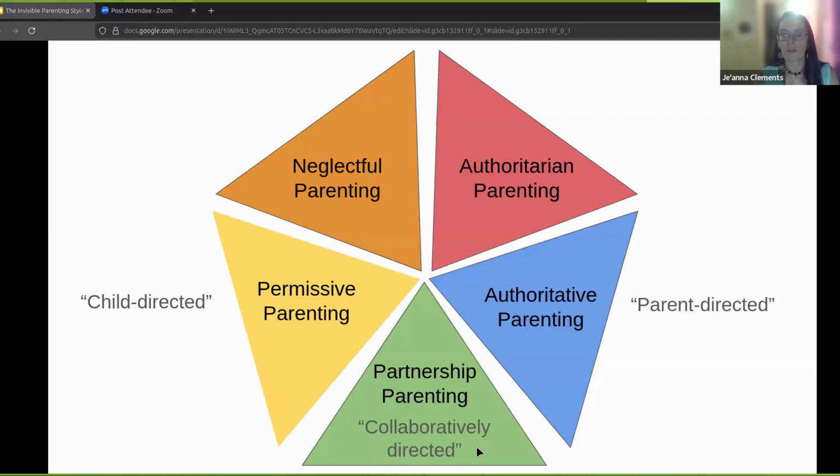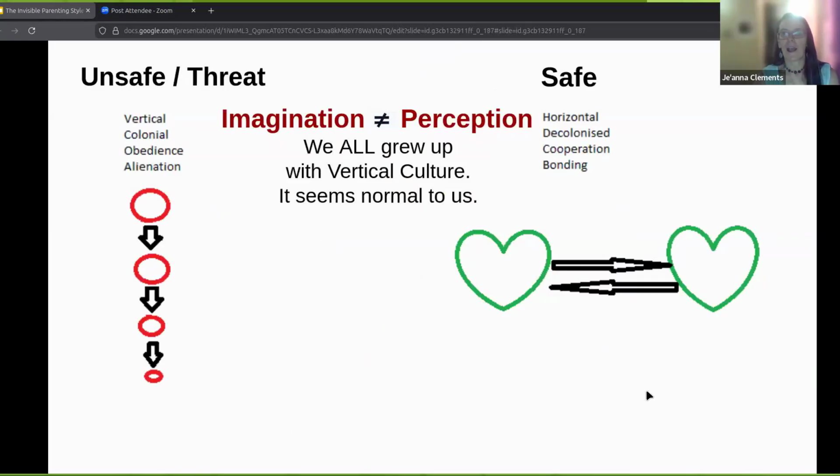Horizontal approaches treat everyone as valid, everyone as equal, and we work things out together in a win-win way to meet all needs. It's not about swapping parent power for child power, which is a common mistake that many people make when they first come to horizontal communication or unschooling or any of these things. And that's a very natural thing. It's not surprising, because imagination is not perception.